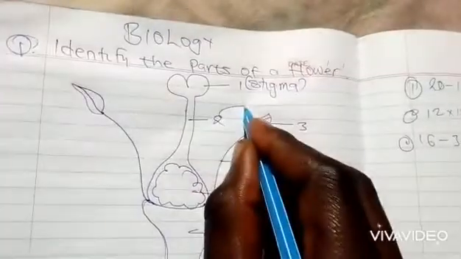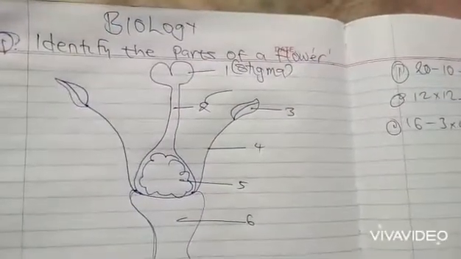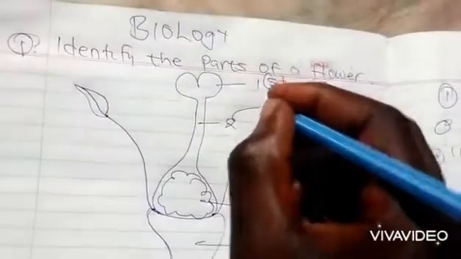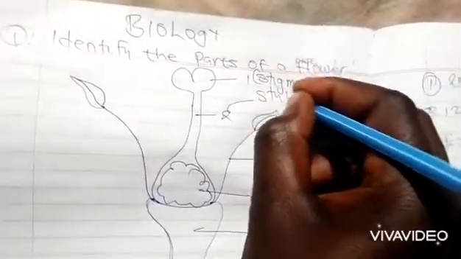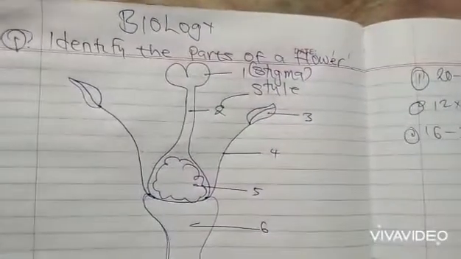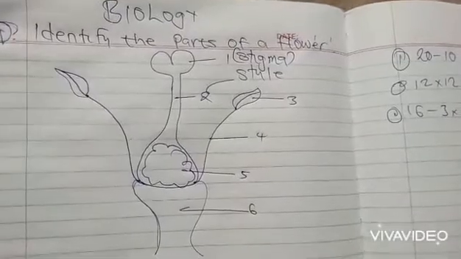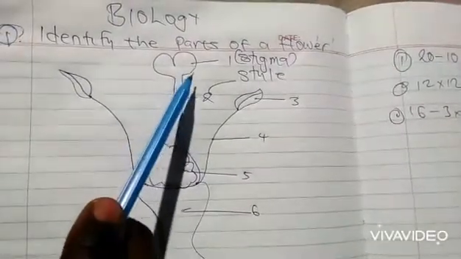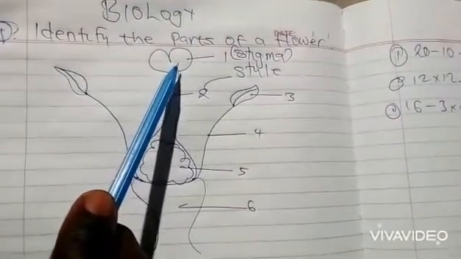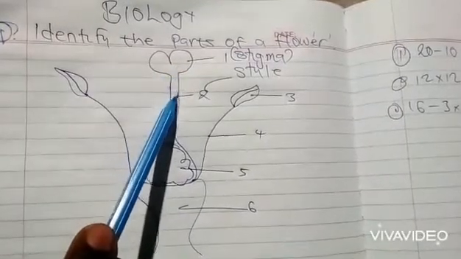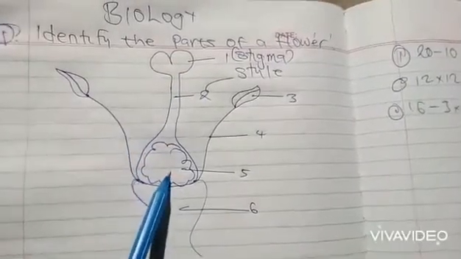What is part 2? Part 2 is called the style. So the name of part 2 is the style. Now the style is going to transfer pollen from the stigma. They are going to pass through it to this part.